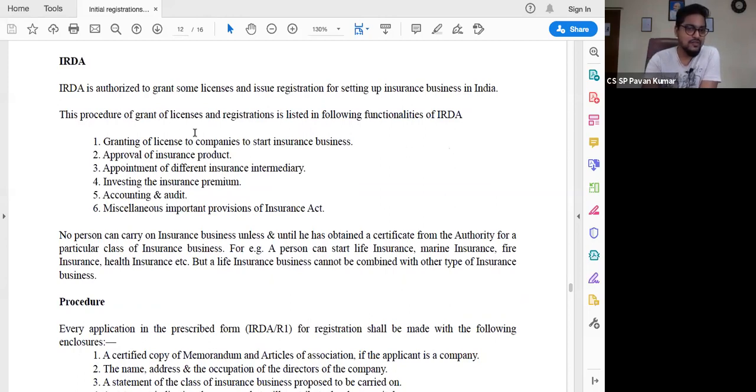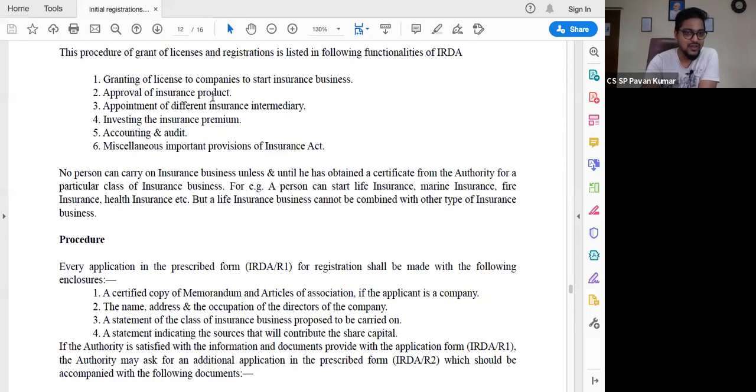The procedure for grant of license and registration is listed in the following formalities: granting licenses to companies to start insurance business, approval of financial products, appointment of different insurance intermediaries, investing the insurance premium, accounting and audit, and other miscellaneous important provisions under the Insurance Act.